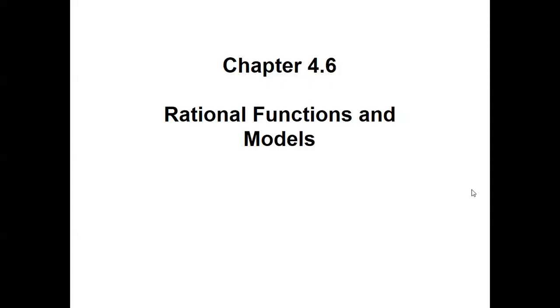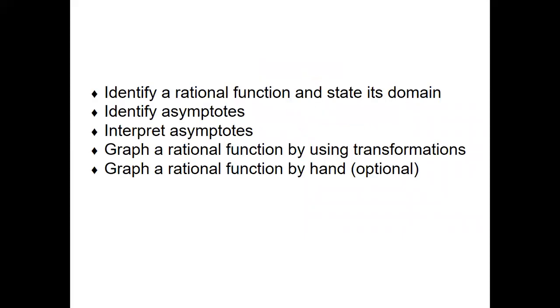So we're on chapter 4.6, rational functions and models. Our goal here is to identify a rational function and state its domain, identify asymptotes, interpret asymptotes, and graph a rational function using transformations by hand.